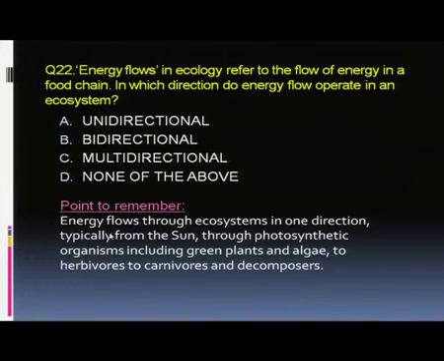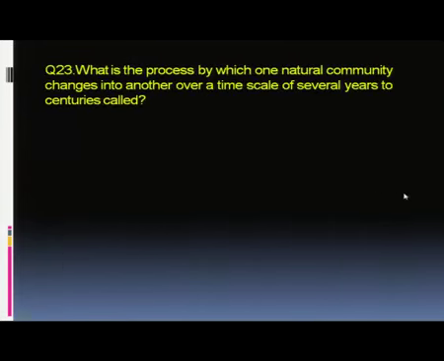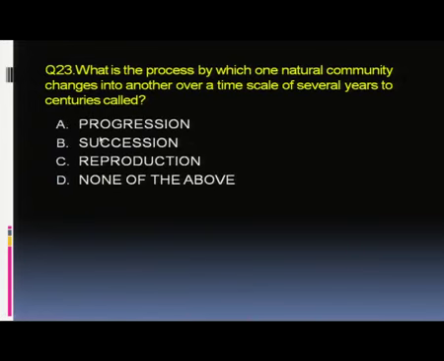You have to remember that energy flows through an ecosystem in one direction, typically from the sun through photosynthetic organisms including green plants and algae to herbivores to carnivores and decomposers. Next question. What is the process by which one natural community changes into another over a time scale of several years to centuries called? The options are A, progression, B, succession, C, reproduction and D, none of the above.